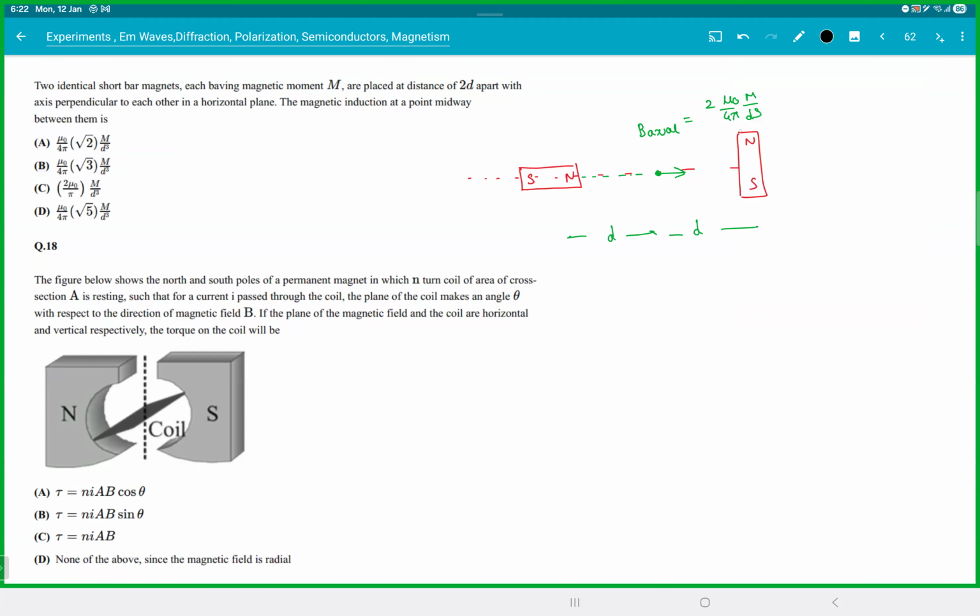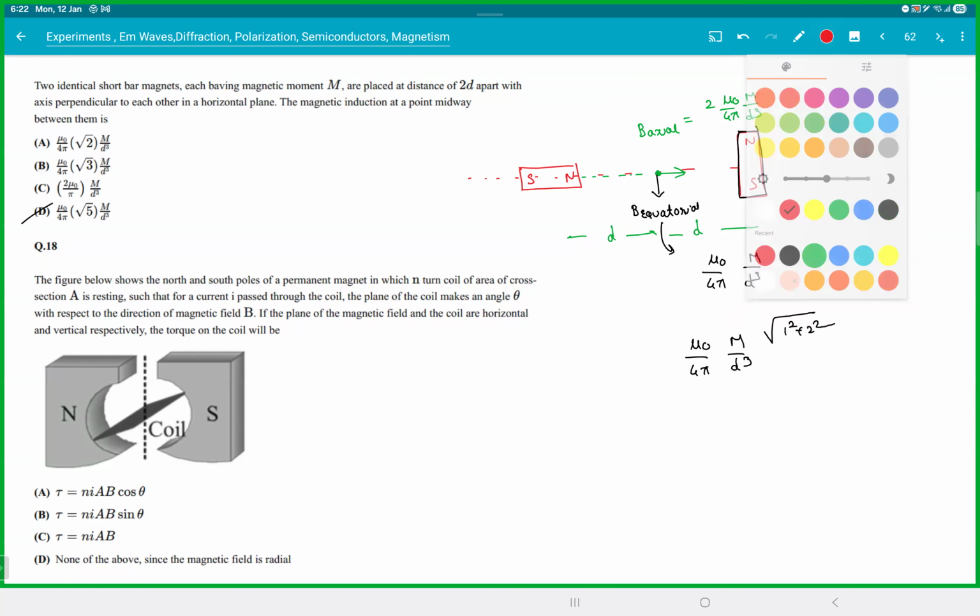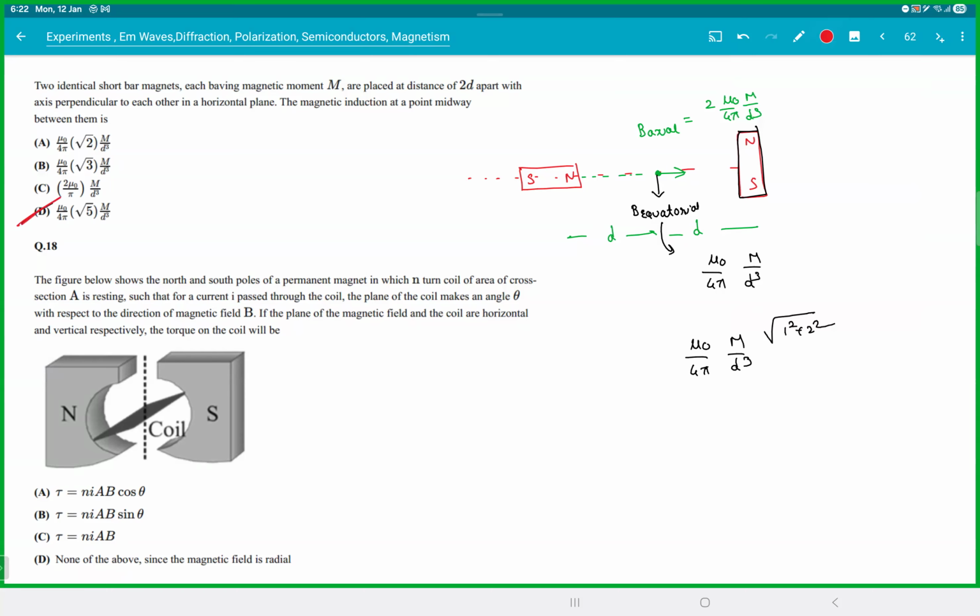And due to this magnet, I will maybe color this in black. For this point, this will be an equatorial line. Again, it's a small magnet, so I can use an approximate formula, which is mu naught by 4 pi, m by d cube. Since both are perpendicular, you have to square them and add them. Mu naught by 4 pi, m by d cube, that will be root over 1 square plus 2 square. D option.